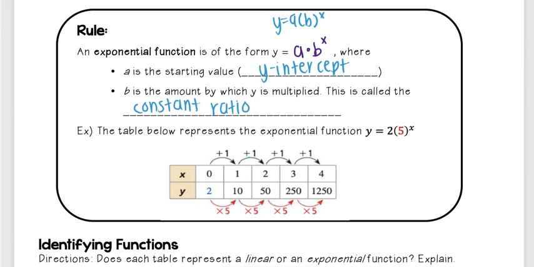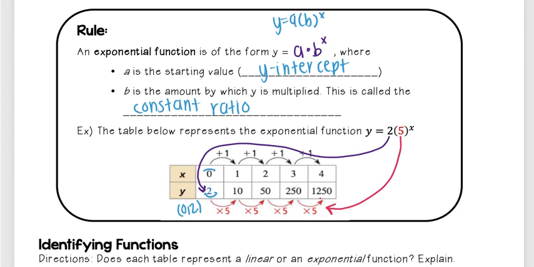And we see that in this table here. This table is representing the exponential function y equals 2 times 5 to the x. I see that my 2 is my y-intercept, my starting value. And I see also that my 5 is what's being multiplied each time for my y. So to get from 2 to 10, I multiply by 5. To get from 10 to 50, I multiply by 5, and so on.